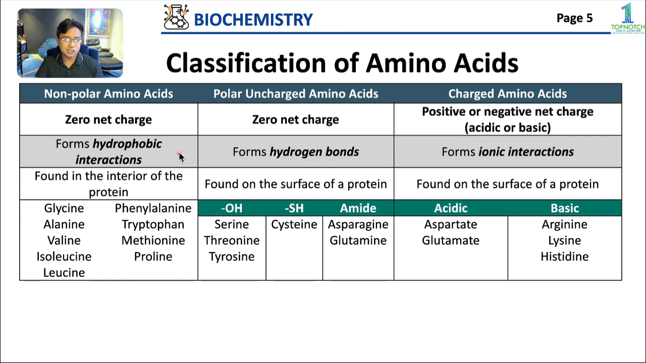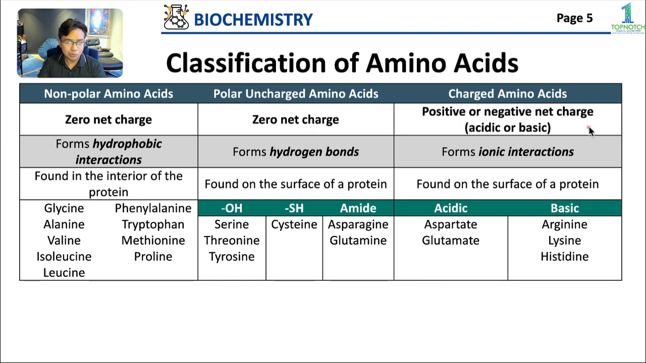Now, polar uncharged amino acids, they are polar, meaning they love water. They can be found at the surface of the protein, but they do not have any charge. Hindi sila positively charged, hindi sila negative charged. Therefore, they are not acidic and they're not basic in property. So, we have here the following depending on their predominant na functional groups. Yung mga may OH, we have serine, threonine, and tyrosine. SH for cysteine. Amides natin is asparagine and glutamine.